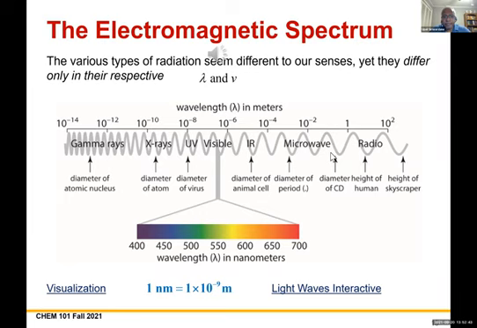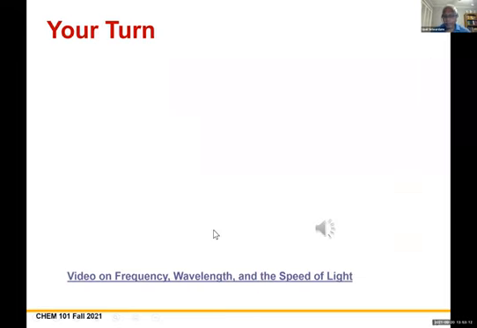Violet is the highest energy and red is the lowest energy among the colors. We call it VIBGYOR: violet, indigo, blue, green, yellow, orange, red.